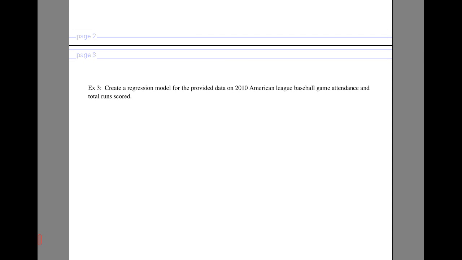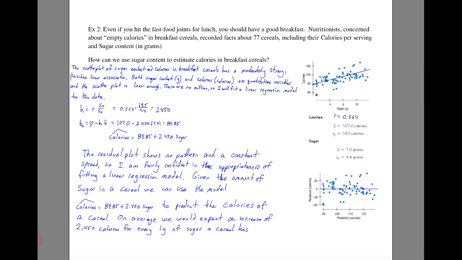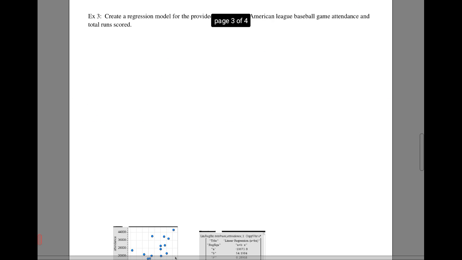Chapter 7, Example 3. Create a regression model for the provided data on 2010 American League Baseball game attendance and total runs scored. This one just says create the regression model, so that's all we really need to do. We're not going to have to write anything up further about it. It doesn't say discuss it, like on the last problem where it said how can we use it, so it wanted more of an explanation there. So this one just wants the model.